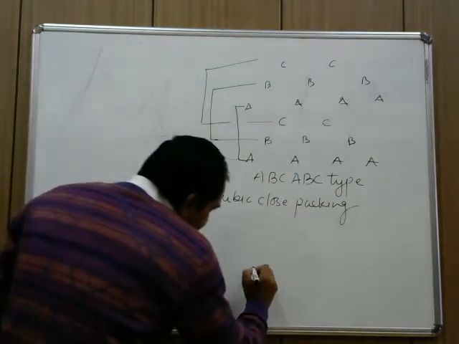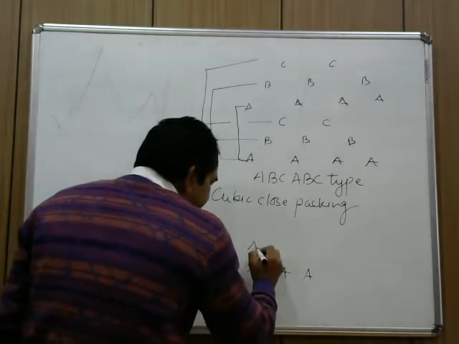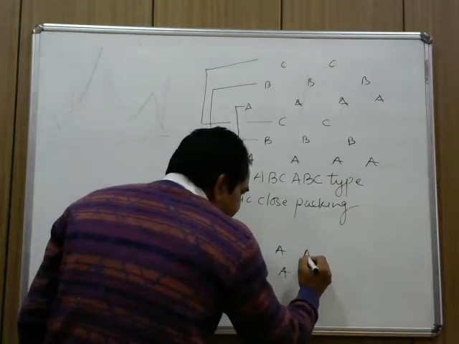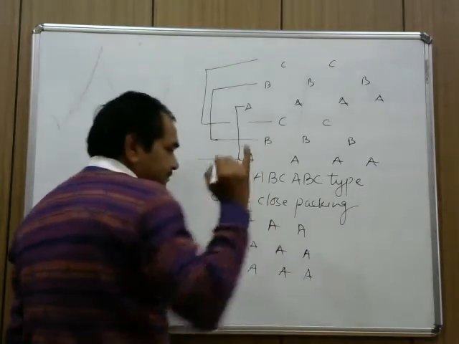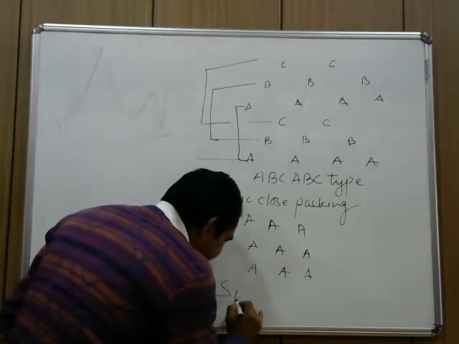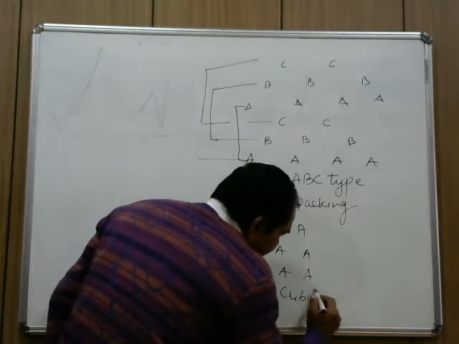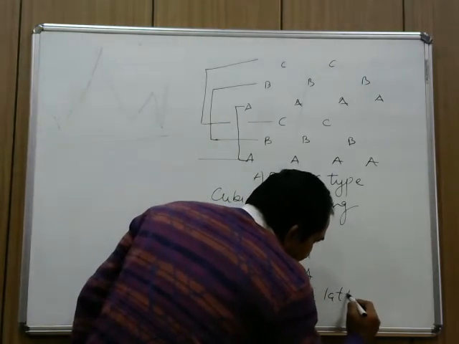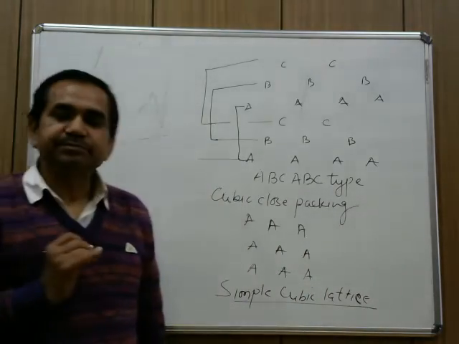But if this represents the squares of the first row, this represents the squares of the second row, and this represents the squares of the third row, then it is called a simple cubic lattice.